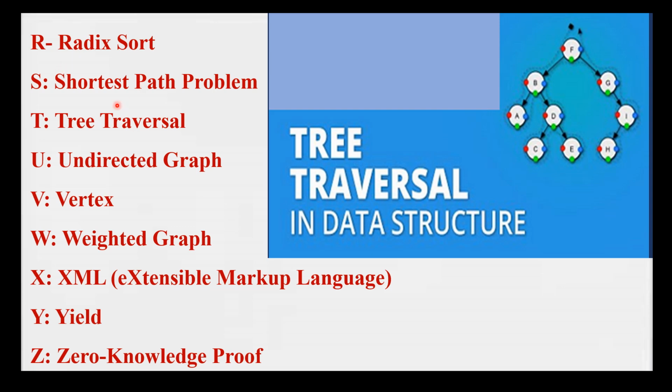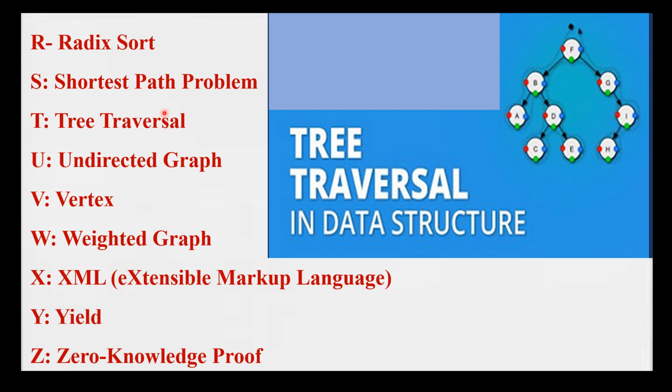Then comes shortest path problem. This is the problem of finding the path with minimal total weight or length between two vertices in a weighted graph. For example, finding the shortest route between two cities on a map with distances between the cities as the weights. Then T is tree traversal, a systematic way of visiting all vertices in a tree. For example, breadth first traversal that visits vertices level by level. Then depth first traversal which visits vertices as deep as possible before backtracking.